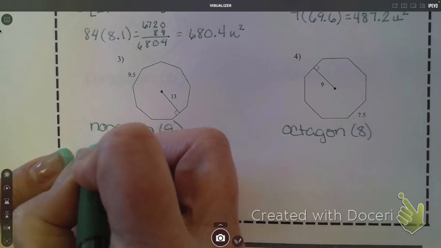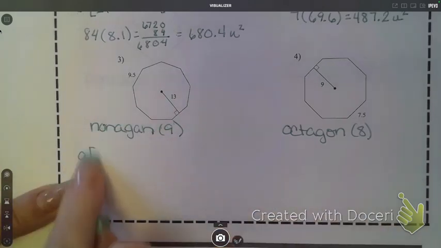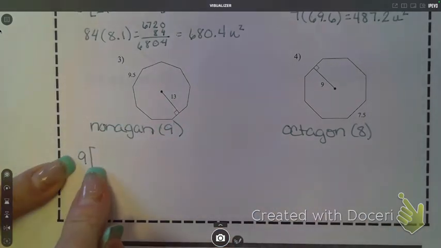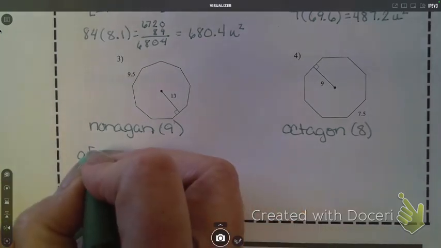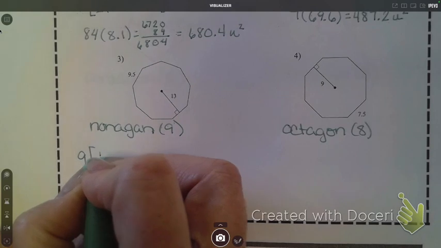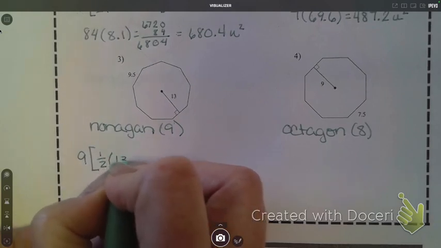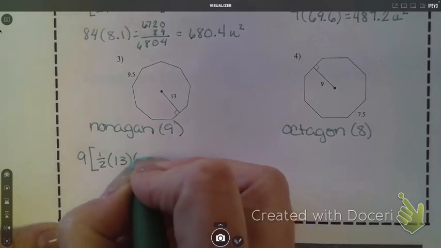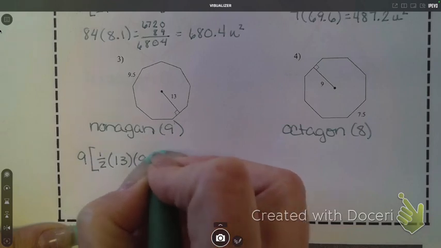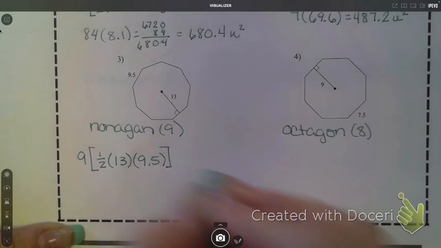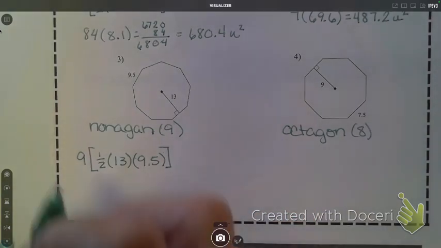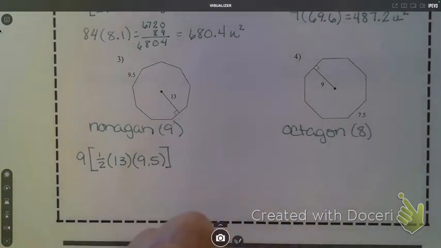So, what am I going to multiply it by? 9. And the reason I put a bracket is to know I'm taking 9 times my one area. Okay, what's the area of a triangle? 1/2 times base times height, 13 by 9.5. Okay, and I'm going to tell you right now, I wouldn't take half of anything until I was done. Or maybe half of 9, that'd be 4.5. That wouldn't be too bad, right?